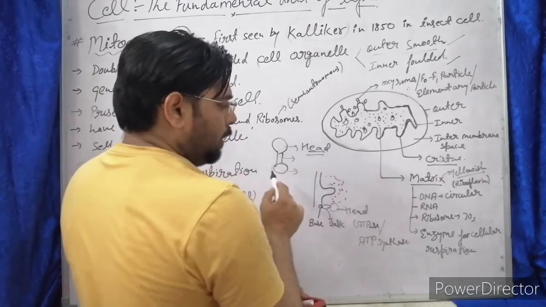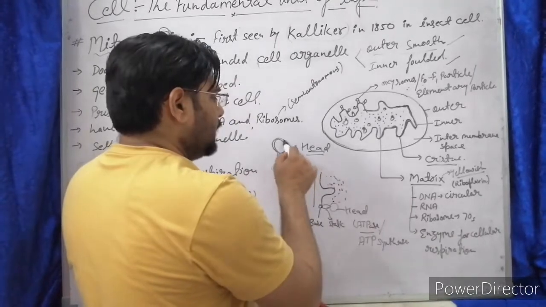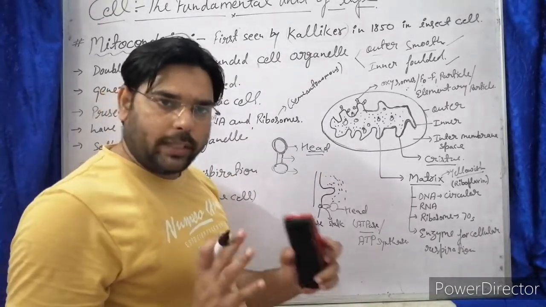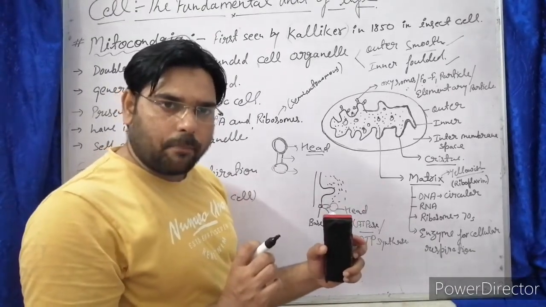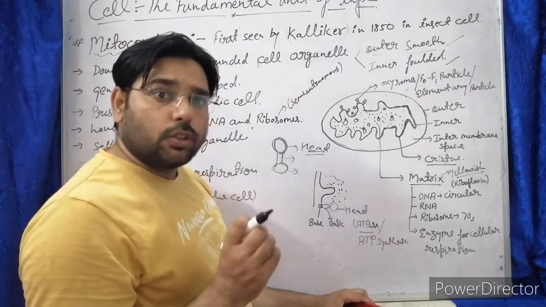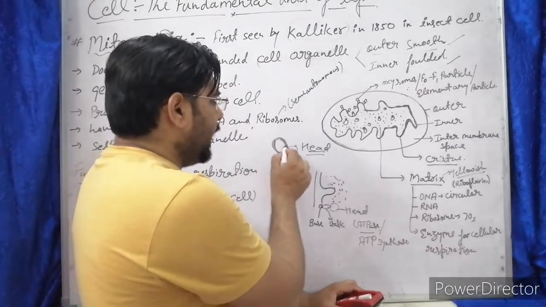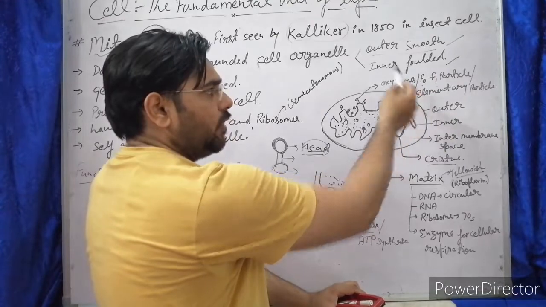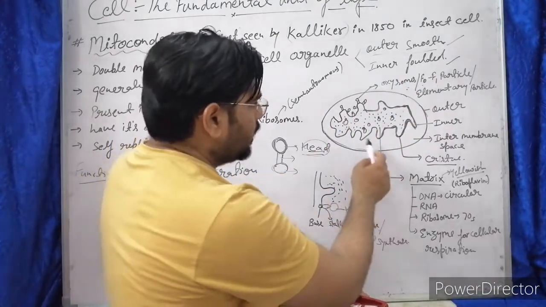This head portion has the ATPase enzyme. This ATPase enzyme helps in cellular respiration. As we know, mitochondria is also known as the powerhouse of the cell, so it is involved in cellular respiration. Cellular respiration in mitochondria takes place through this head portion of the F1 particle, or we can say oxysomes.